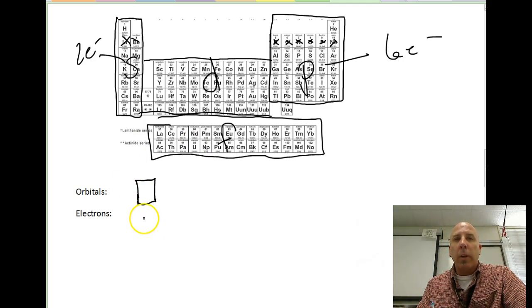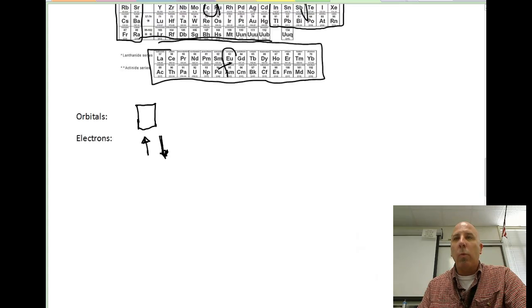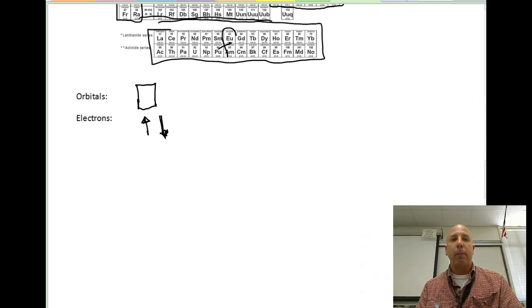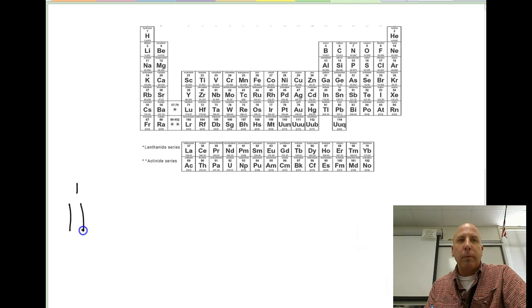For our electrons, we're going to use arrows. Maybe an arrow pointing up, meaning one electron, or an arrow pointing down, meaning another electron. Okay, so let's do some examples here, and we will relate these orbital diagrams to this periodic table that we have here. For my first example, I'm just going to do hydrogen. An orbital diagram of hydrogen.